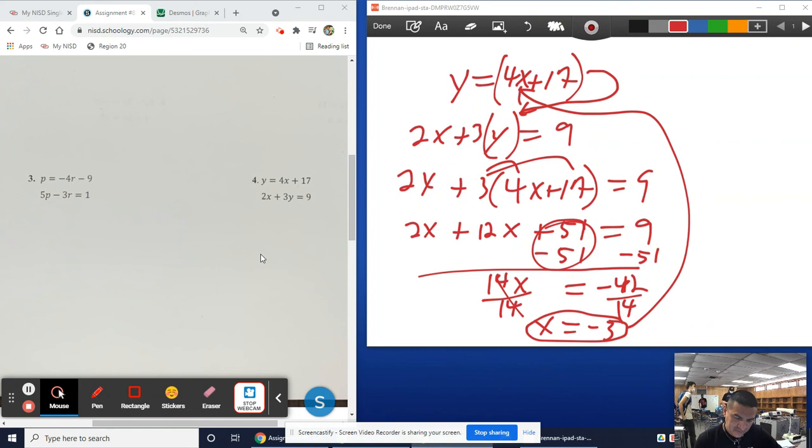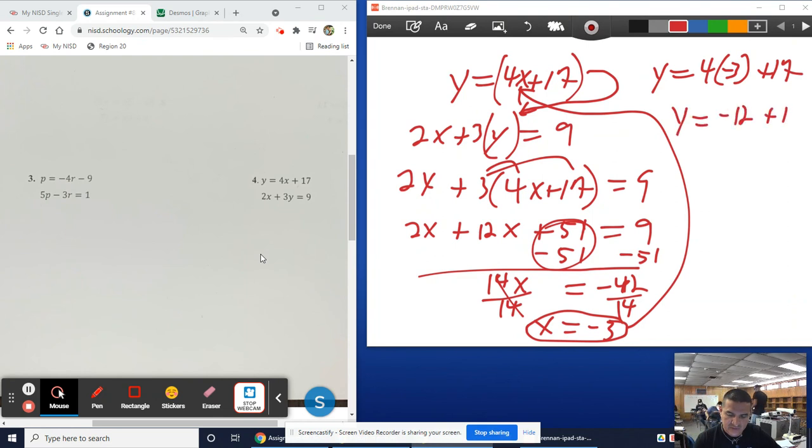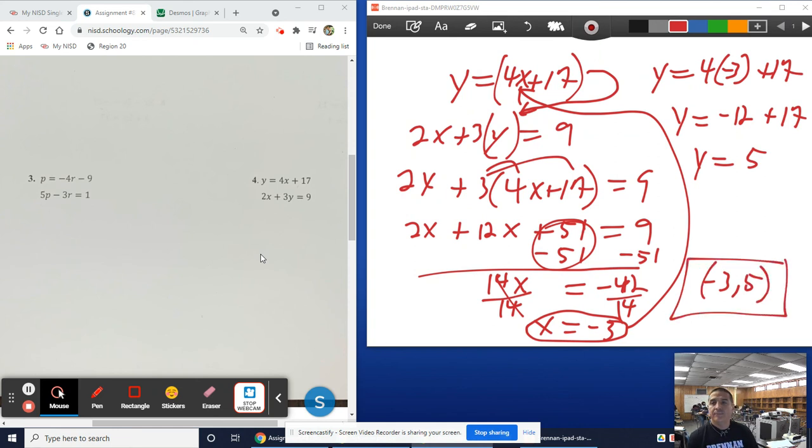So anyway, once you get x equals negative 3, you should be able to plug it back in up here. And now I can figure out what y is. Now I can do that. Y equals 4 times negative 3 plus 17. So y equals negative 12 plus 17. And y equals 5. So this is negative 3, 5. Right? Done.